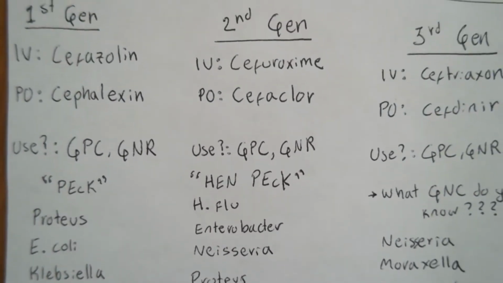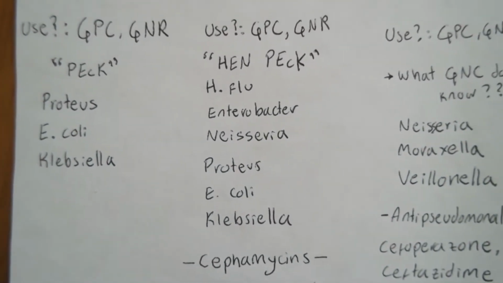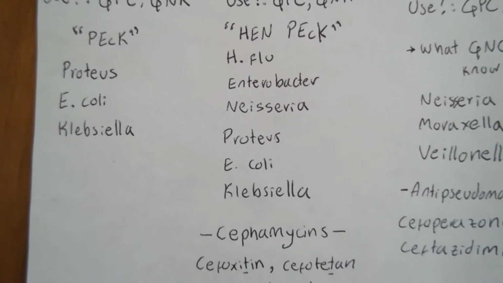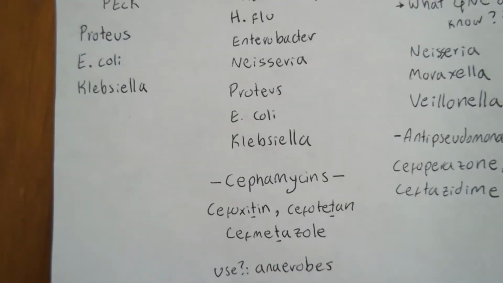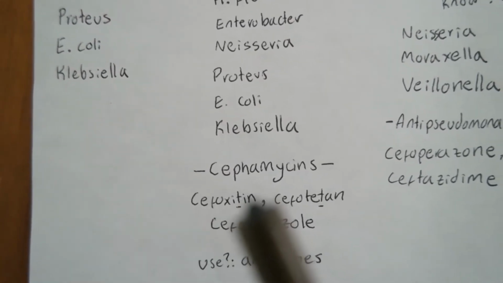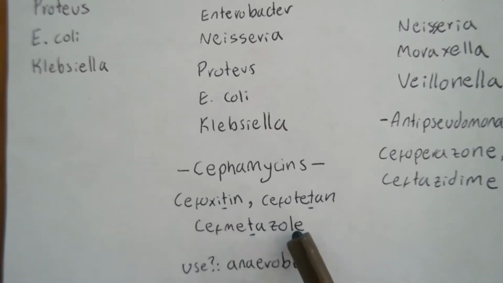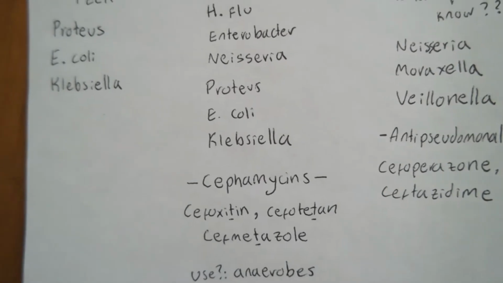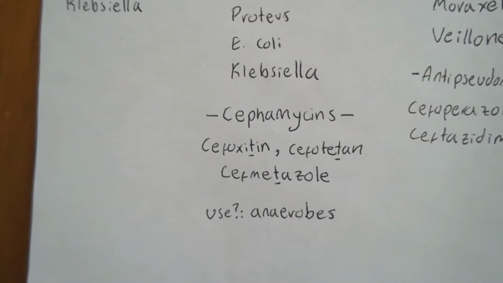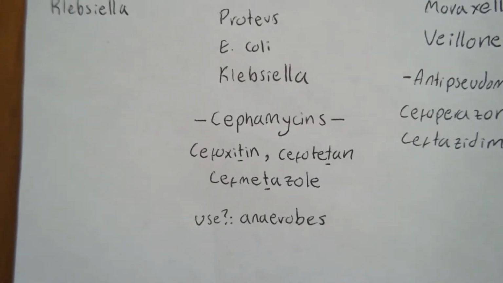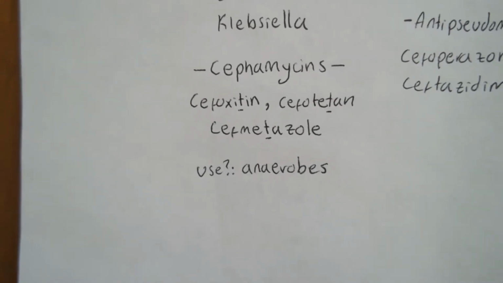Among the second generation of cephalosporin, we also have the cephamycins, and they are important because they are the only cephalosporins that cover anaerobes. In their name, they normally have a T among them: cefoxitin, cefotetan, cefmetazole. It's not very particular since there are several cephalosporins with T among their names, but just something to consider.